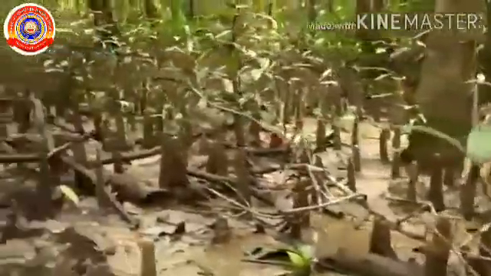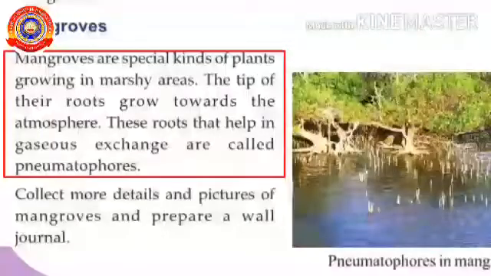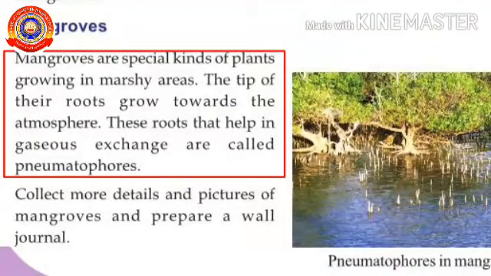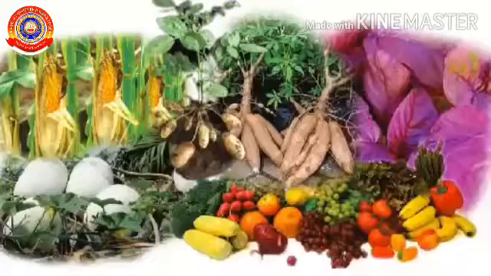So let us read the textbook once again. Mangroves are special kinds of plants growing in marshy areas. The tips of their roots grow towards the atmosphere. These roots that help in gaseous exchange are called pneumatophores. Now let's move on to the next topic.